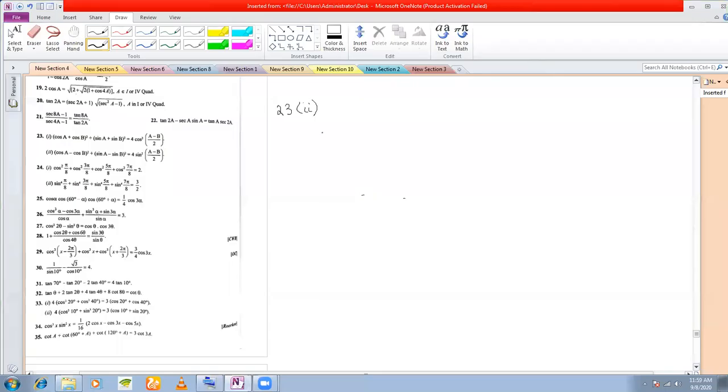So here we have in 23(2), we have to prove that (cos A minus cos B) whole square plus (sin A minus sin B) whole square is equal to 4 sin square (A minus B) by 2. So we start from the left hand side.